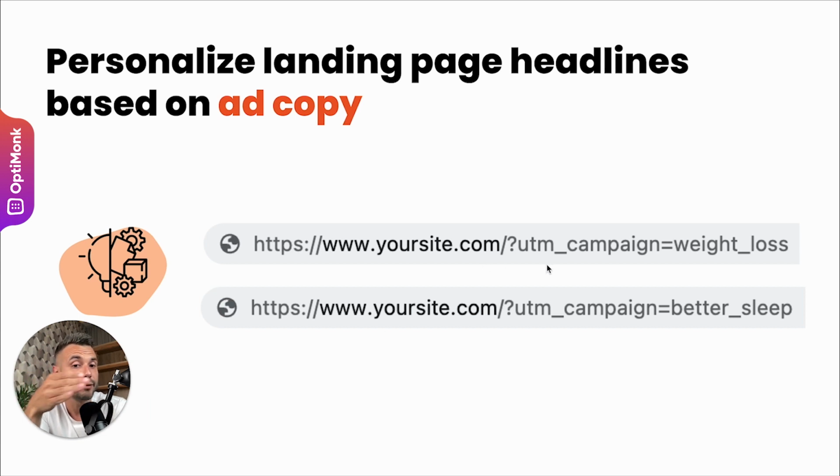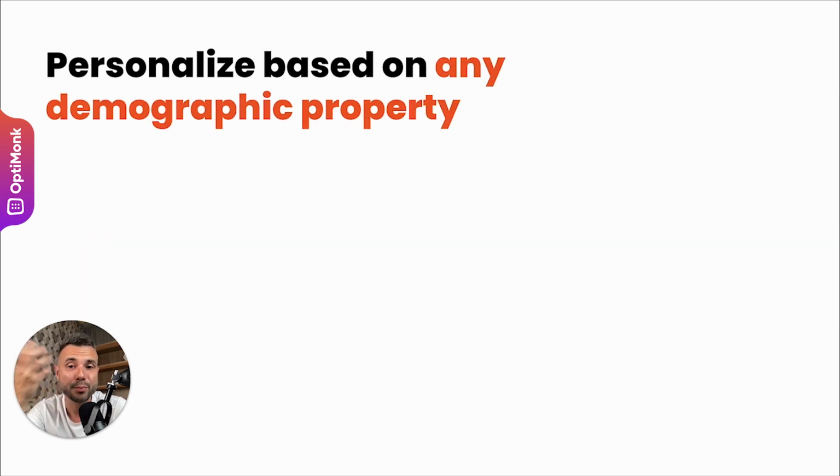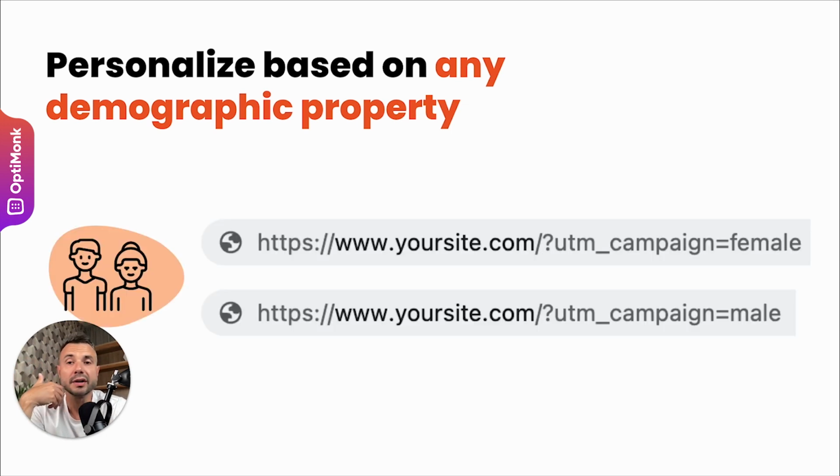So for example, if you have UTM campaigns and you use custom UTM campaigns for each of your ads, you can personalize this landing page for the UTM campaign equals weight loss with a weight loss message. And of course, for the UTM campaign equals better sleep, you'll see a message that better resonates with a better sleep ad. And of course, using this method, you can personalize based on any demographic property you can use for targeting your ads. For example, even genders or interest or any other property. If you can use it in your UTM campaigns, you can use it for personalization.